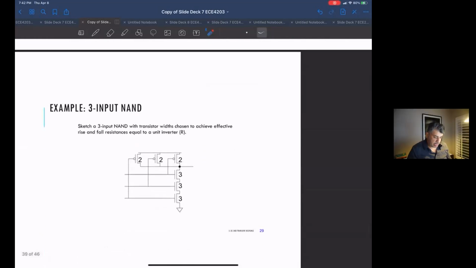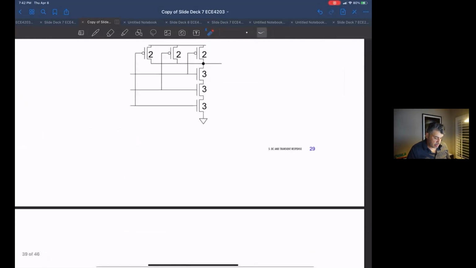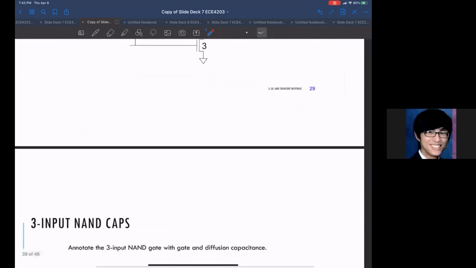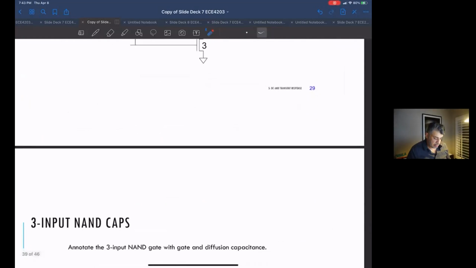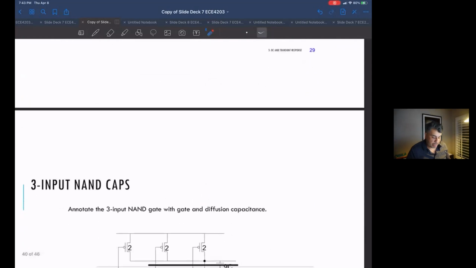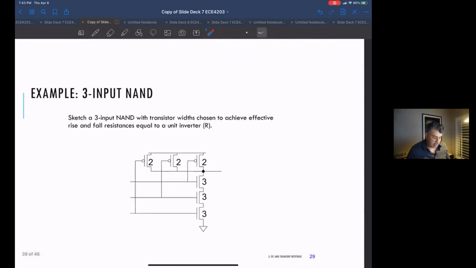Okay, so that gave us this guy. That was the answer. So now the next one wants us to come up with all the values for the capacitance and all this kind of stuff. So let's do that. Let's annotate this guy.